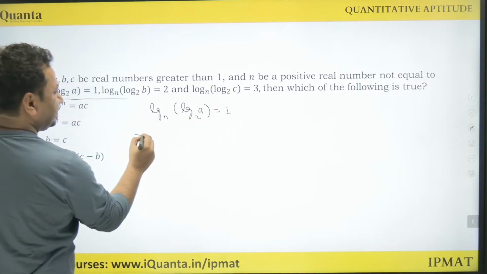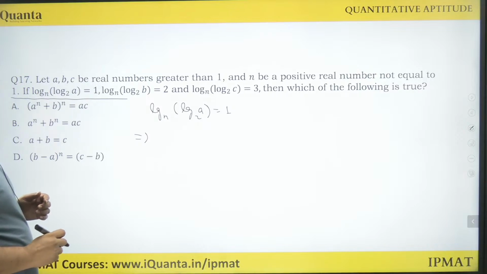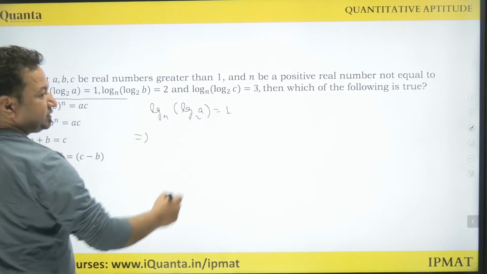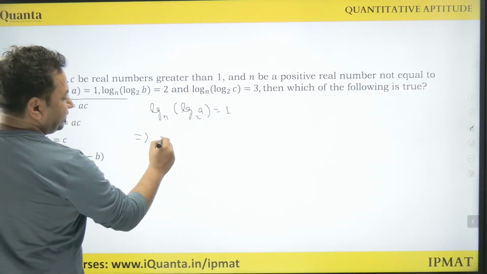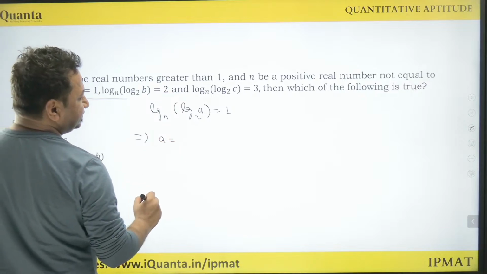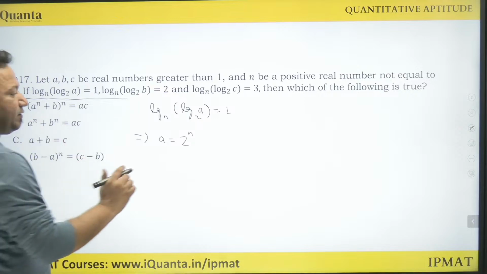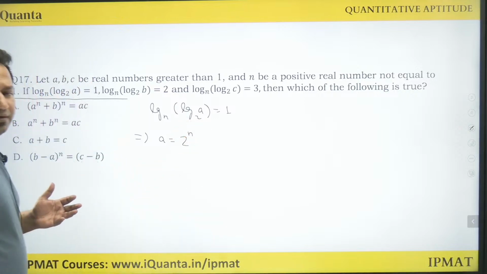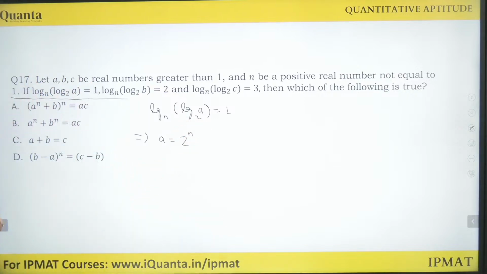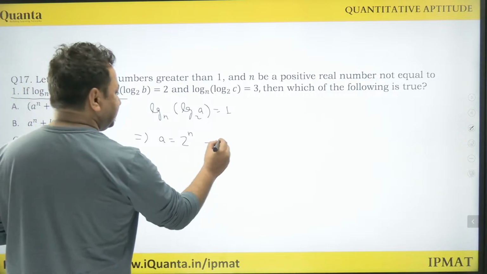So if I solve it, what do I get? Cancelling the first log, n goes here, n to the power 1, which means A will be equal to 2 to the power n to the power 1, 1 can be ignored. This is the first thing.